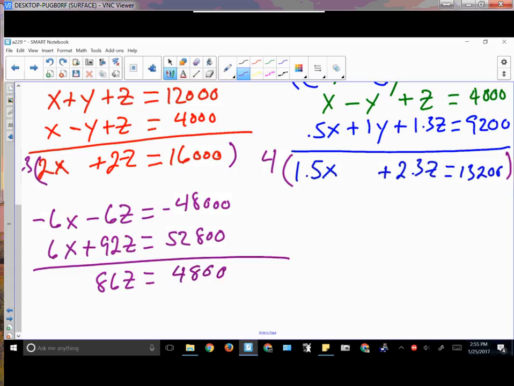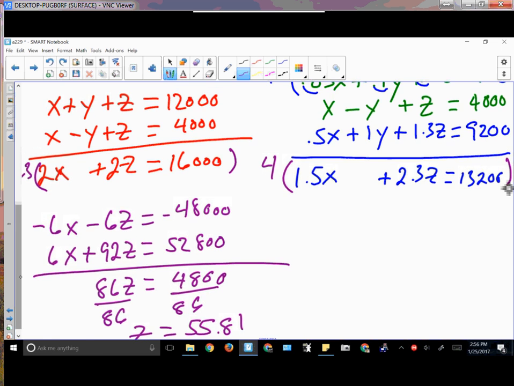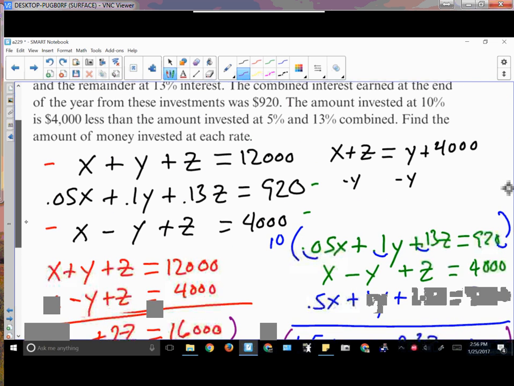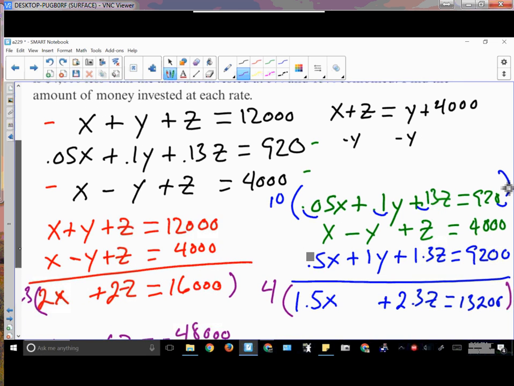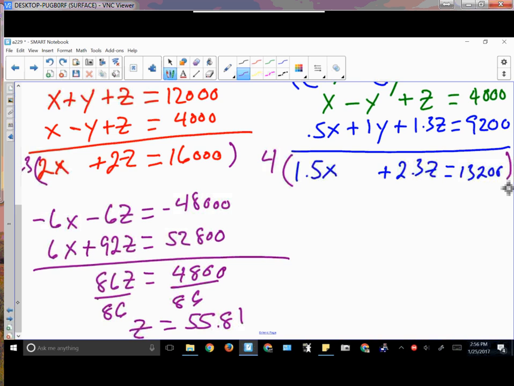4,800. Now, the last thing I got to do is divide by 86. Divide by 86. So z turns out to be equal to what? $55.81. Something seems a little on the fishy side. Okay, so I got an ugly number.